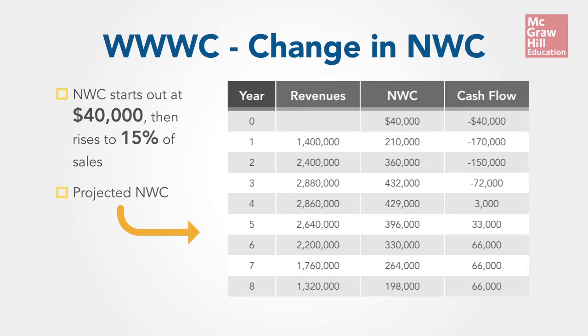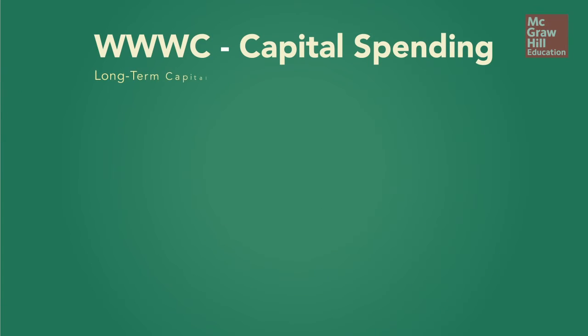Also notice that at the end of the project's life, there is $198,000 still to be recovered. This means that in the last year, the project returns $66,000 of NWC during the year, and then returns the remaining $198,000 at the end of the year for a total of $264,000. Finally, we account for the long-term capital invested in the project.